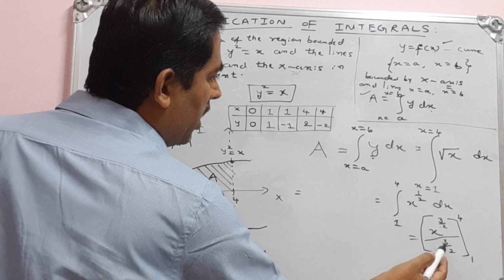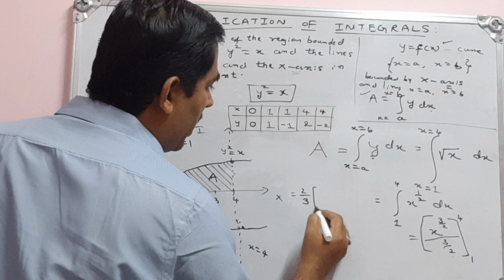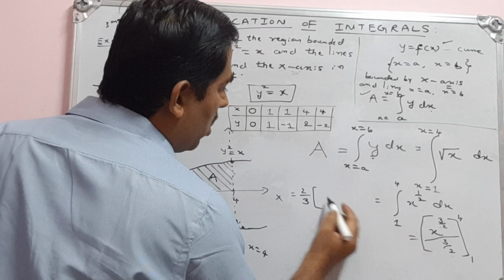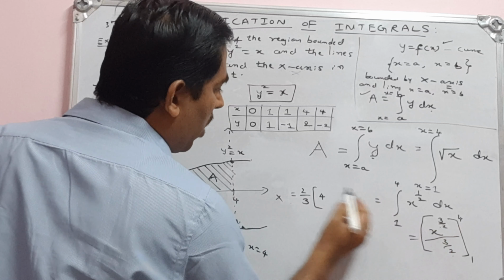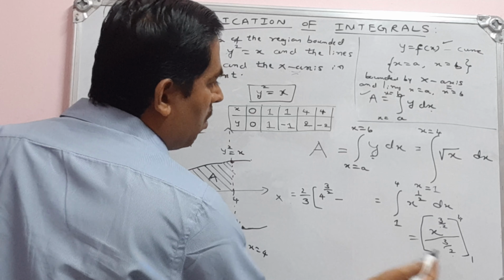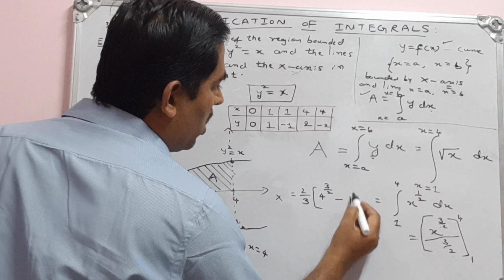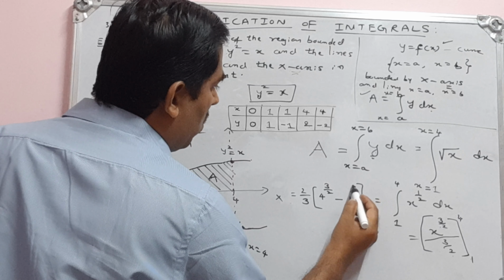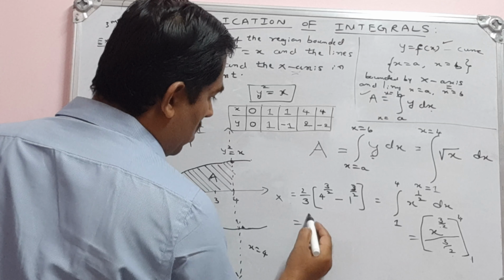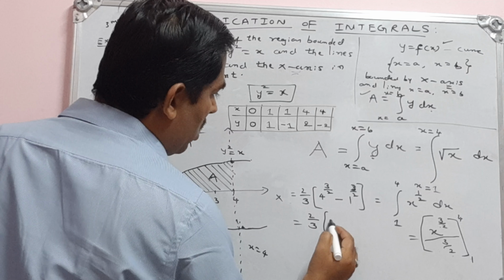Okay, I will divide by 3 by 2. This 3 by 2 comes to the numerator, that becomes what? 2 by 3. So 2 by 3 into, see, upper limit is what? 4. So instead of x I can take 4. 4 to the power of 3 by 2 minus lower limit is 1. So 1 to the power of 3 by 2. So that is 2 by 3 as it is. 4 to the power of 3 by 2, write it as it is. 1 to the power of 3 by 2 means 1 only.